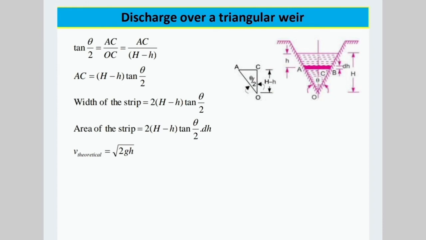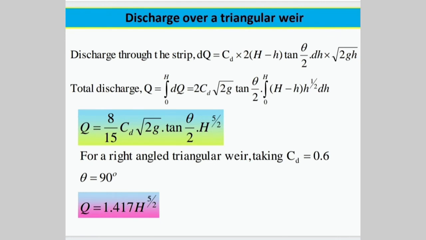The total width of the strip is 2AC, that is 2 into (H minus h) into tan theta by 2. Area of the strip is equal to 2 into (H minus h) tan theta by 2 into dh. The velocity is v equal to root of 2gh. Discharge through the strip dq is CD into area into velocity. By integrating dq, we get the total discharge through the weir, that is Q equal to 8 by 15 CD root 2g into tan theta by 2 into H raised to 5 by 2.